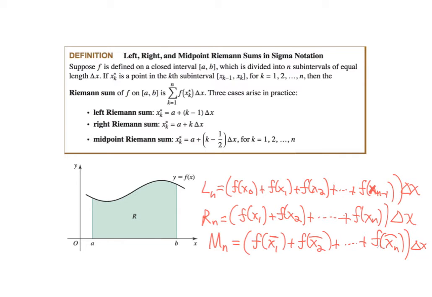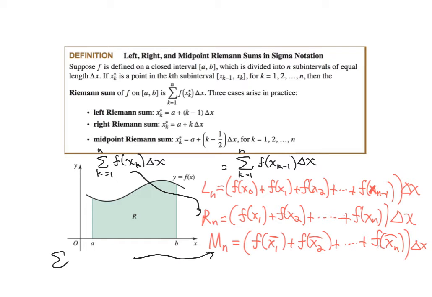If I wanted to rewrite, let's say, Ln with sigma notation, I would write sum from k equals 1 to n of f of x sub k minus 1 times delta x. If I wanted to rewrite Rn, I would say sum from k equals 1 to n of f of xk times delta x. And then if I wanted to write Mn using this notation, I would have summation from k equals 1 to n of f of x sub k bar times delta x. It's just a shorthand way of writing a long sum.